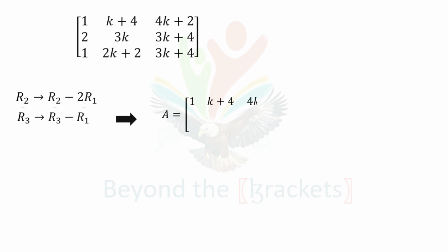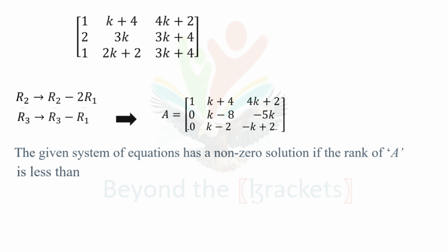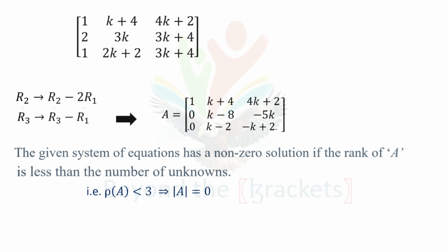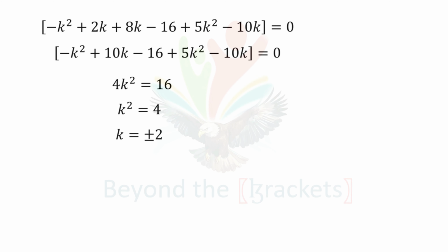After writing the first row, for the second row we get 2 minus 2, 3k minus 2k minus 8, 3k minus 8k minus 4. For the third row we get 1 minus 1, 2k minus k, 2 minus 4, 3k minus 4k, 4 minus 2. Since the rank of this matrix should be less than 3, that means the determinant of A must be equal to 0. When we calculate the determinant, we get two values of k: k is equal to plus 2 and k is equal to minus 2.